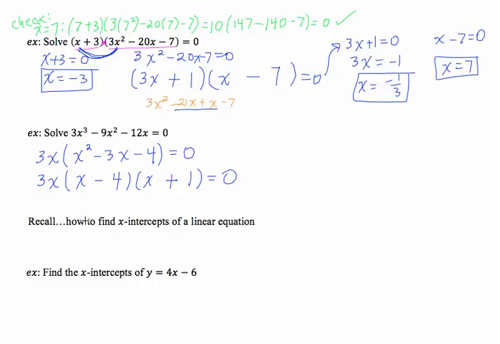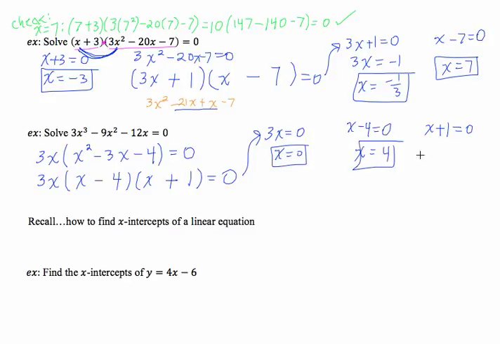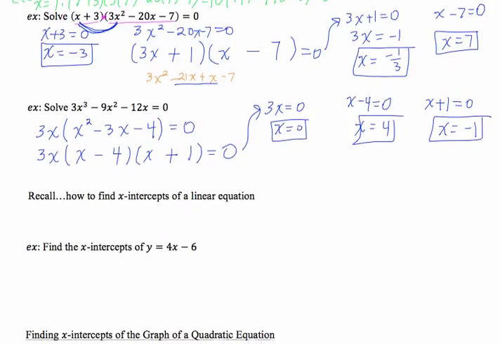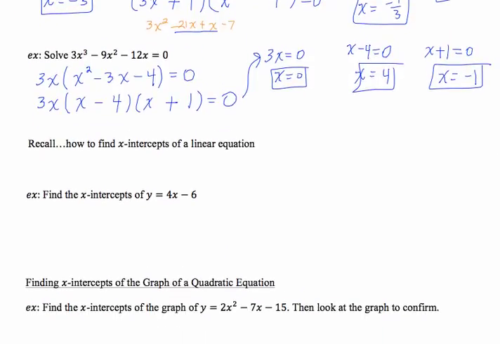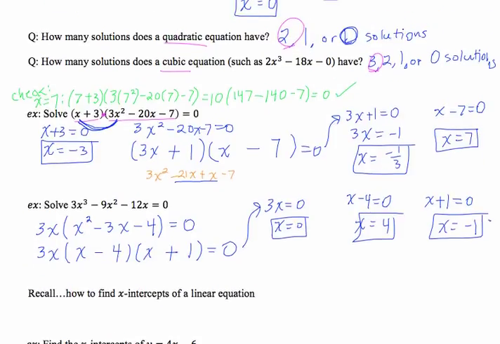And now let's set each factor equal to 0. So we have 3x equals 0, x minus 4 equals 0, and x plus 1 equals 0. So solving, we get 0, 4, and negative 1 for our solutions. So you've seen plenty of examples there of how to solve quadratic equations.